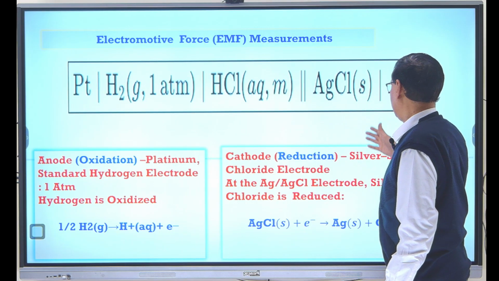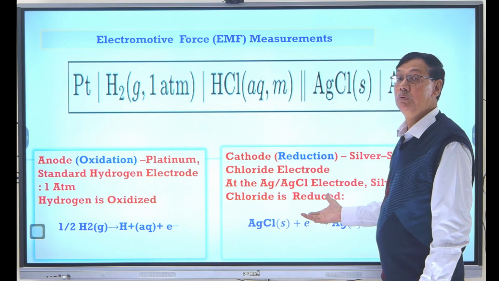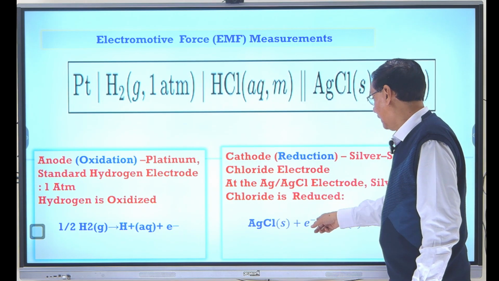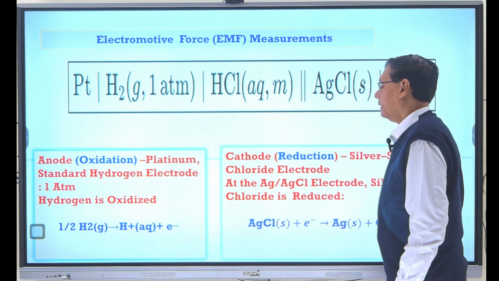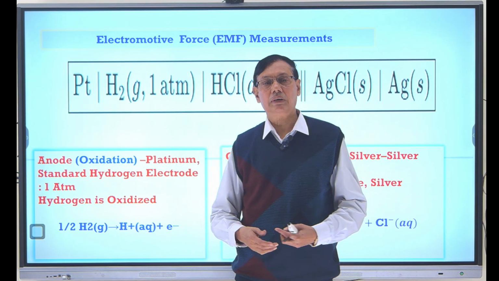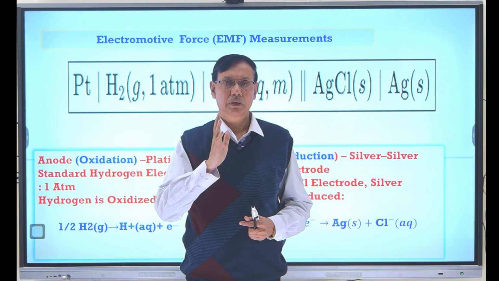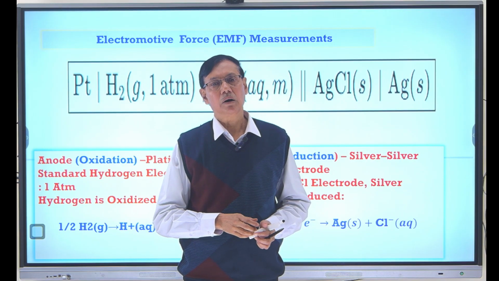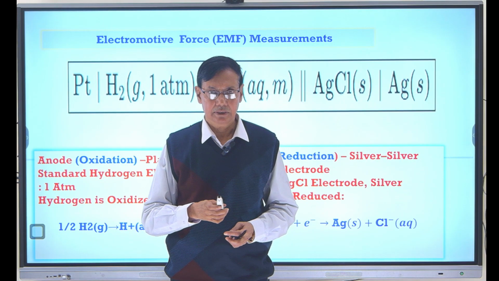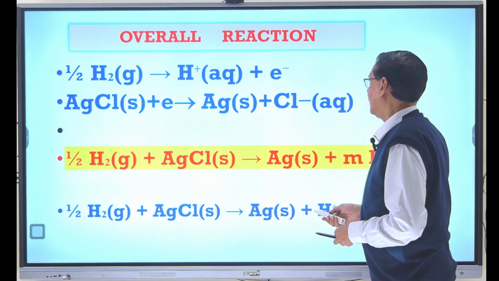Here is the silver and silver chloride electrode. So silver chloride is reduced. It accepts the electron: AgCl gives solid Ag and Cl-. So in undergraduate classes we generally first write the oxidation as well as the reduction, then we write the complete cell reaction. It is a very undergraduate-level thing.